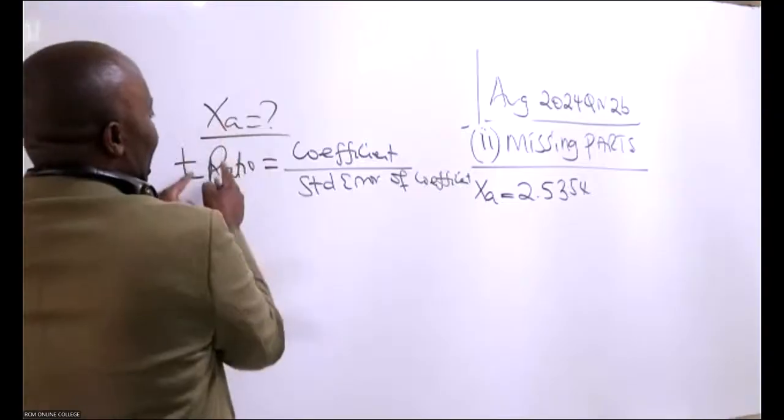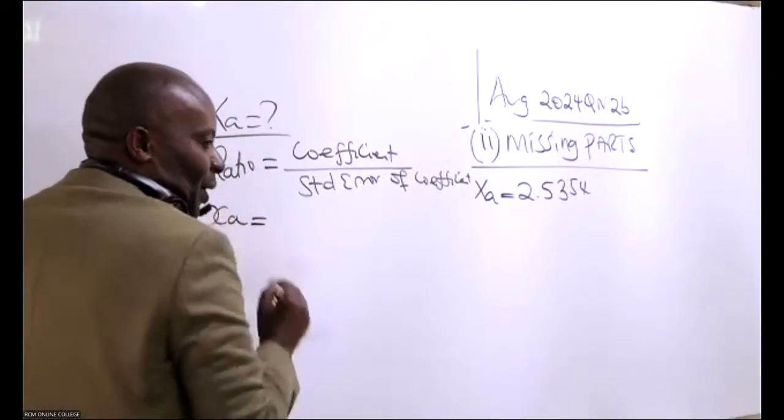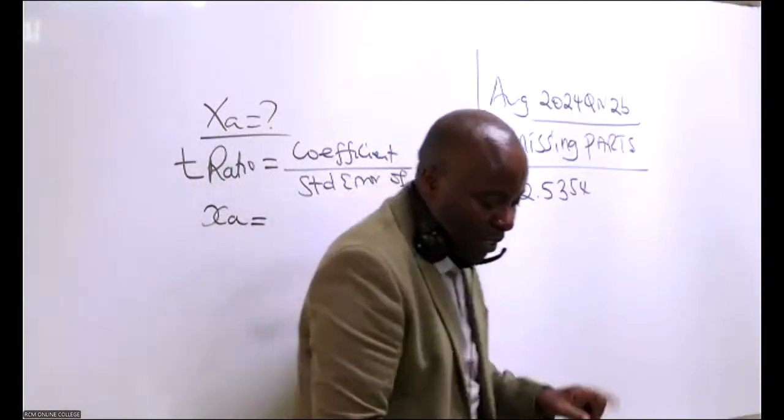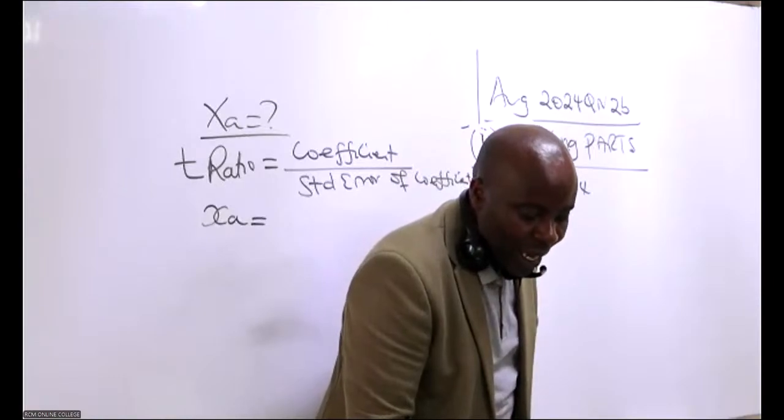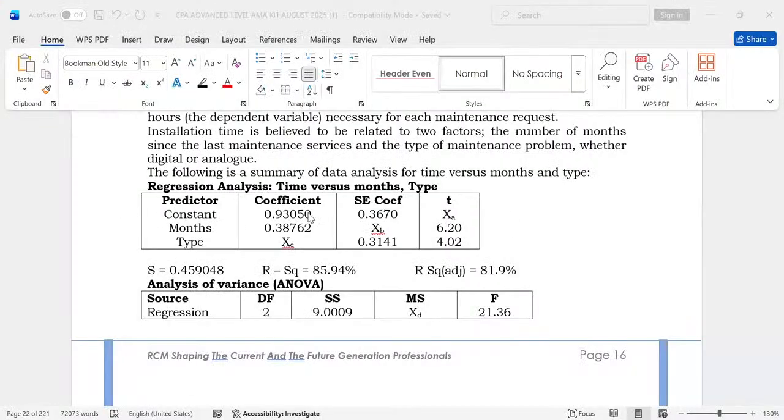So remember, XA is T ratio here. So I'll come and write XA equals. Where you are able to see XA, are you able to see the corresponding coefficient? XA is here, and I can see this is for constant. So I can see the coefficient here, 0.93050. Divide this by the standard error of the same coefficient, which you can see is 0.3670. So I hope all of them are then able to get the same T ratio here, which is 2.5354, isn't it? That is XA.